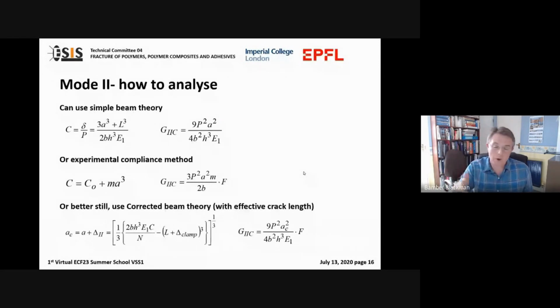So effectively, we were not measuring the crack length anymore, but we were determining the crack length based upon the beam theory that we were applying. So these are the methods that will effectively describe how we can determine a crack length, and hence the mode 2 energy release rate, G2C, for a structural epoxy.